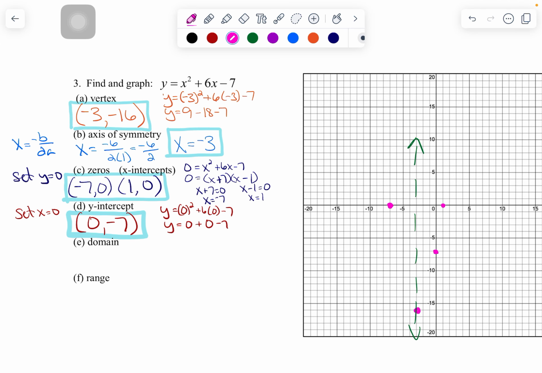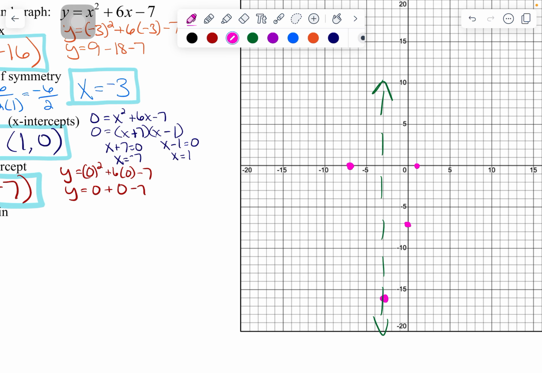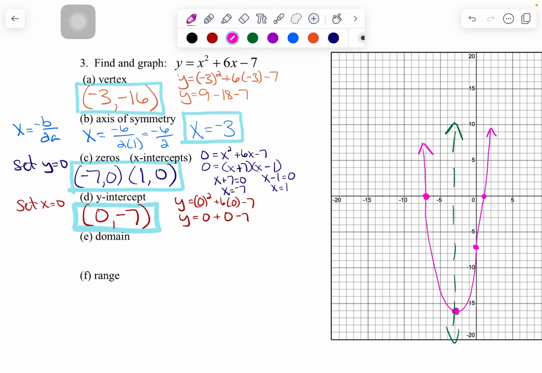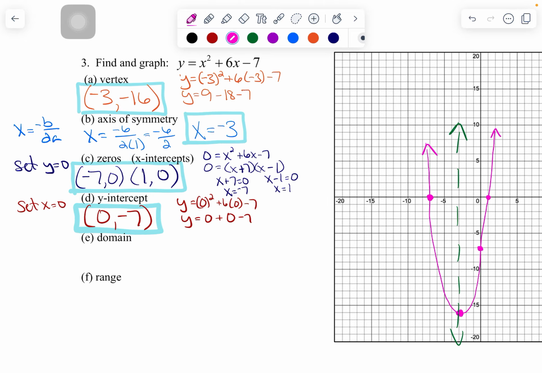And when I go to play connect the dots here, of course, it is going to be as smooth as you can make it, a continuous curve. All right, this is going to go through all those points. My curve clearly has some shape issues, but we'll go ahead and call that U-shaped curve close enough.